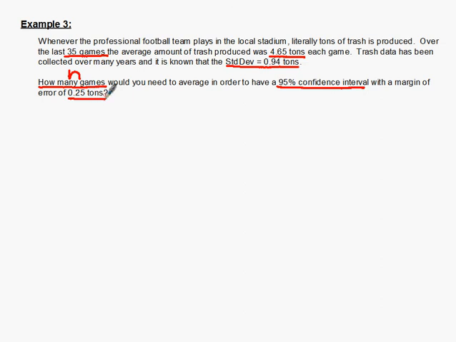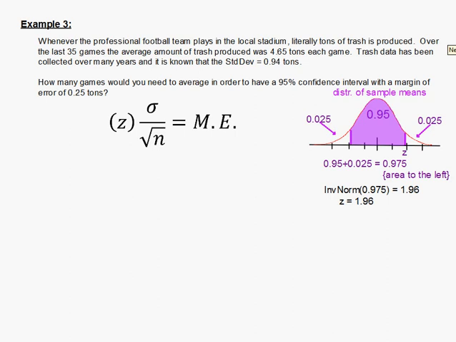Notice the units on the margin of error is the same as the mean. That's true for proportions as well. Proportions are percentage, which is why we are looking for a margin of error of 3%, for example. But in this case, because we're doing averages or means, the units of the margin of error in this case is tons.